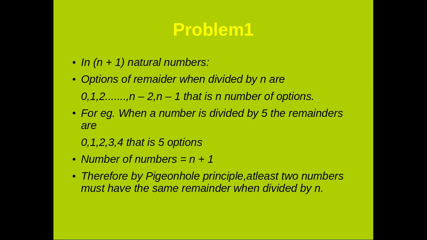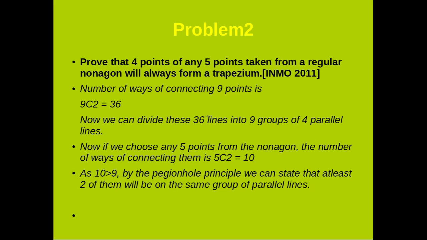Now let's move on to another problem, a little harder one. This is a problem from INMO. Prove that 4 points of any 5 points taken from a regular nonagon will always form a trapezium. Now let's consider 9 points. We have 9 choose 2 or 36 ways of connecting them.